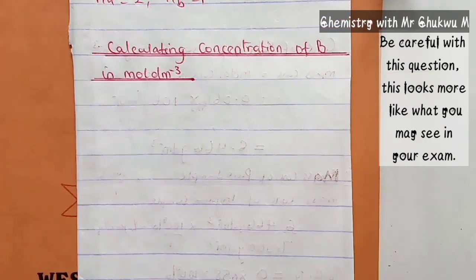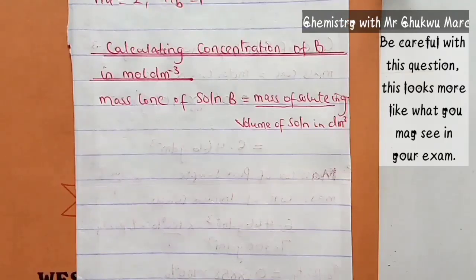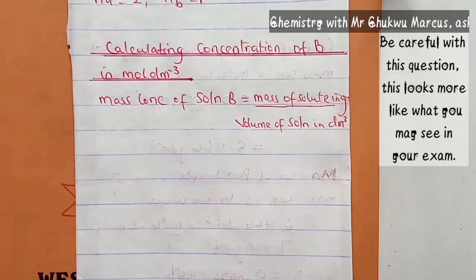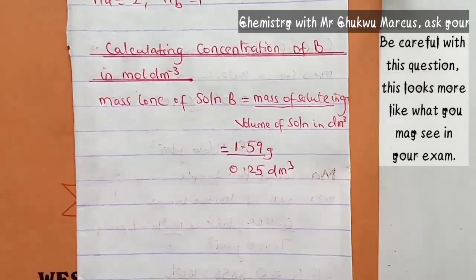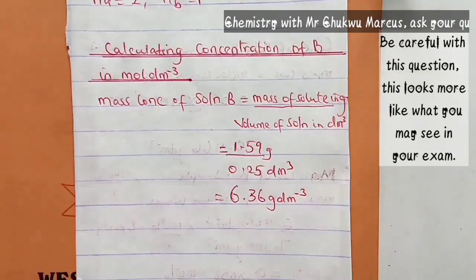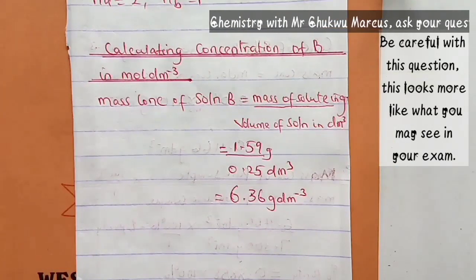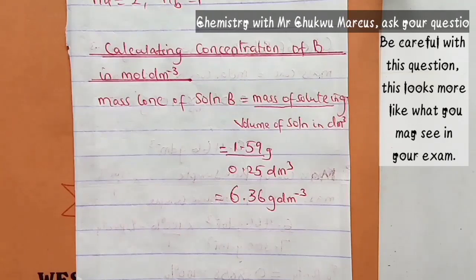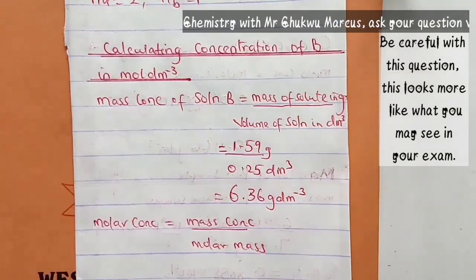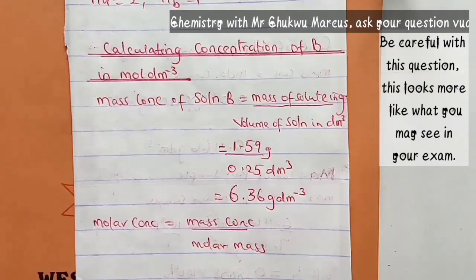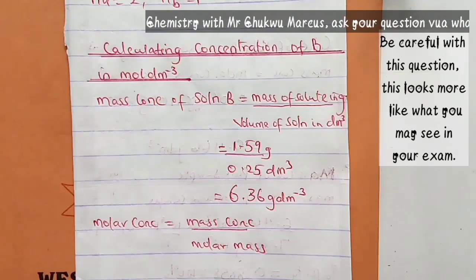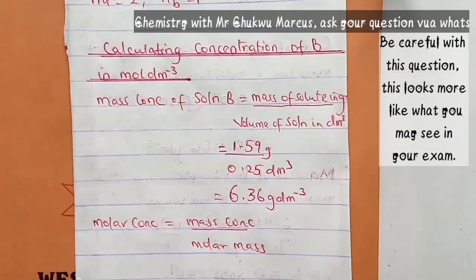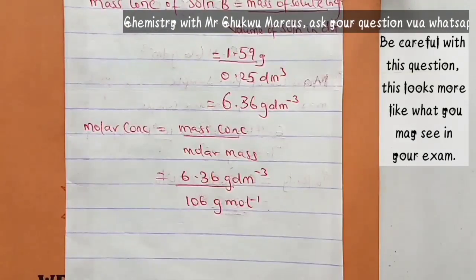Mass of solute in gram all over volume of solution in dm cube. Therefore, converting that 250 centimeter cube to dm cube will be 250 centimeter cube divided by 1000, which will give us 0.25. From here we can introduce the mass concentration, molar concentration times molar mass relationship. Here we know the molar mass of the base B to be 106, and we know the mass concentration to be 6.36. By calculation, we have, don't forget to use your calculator.